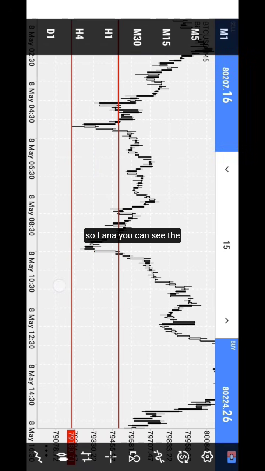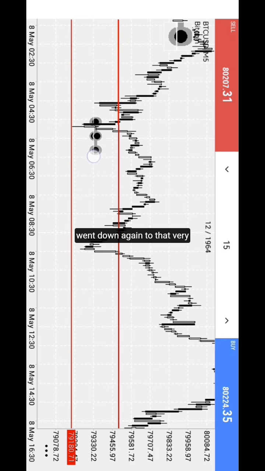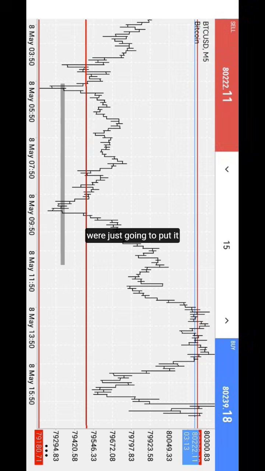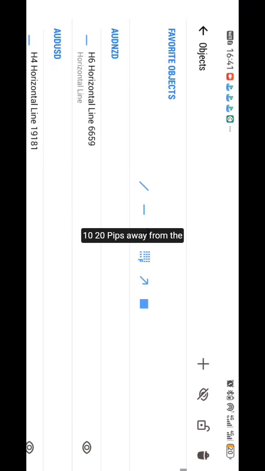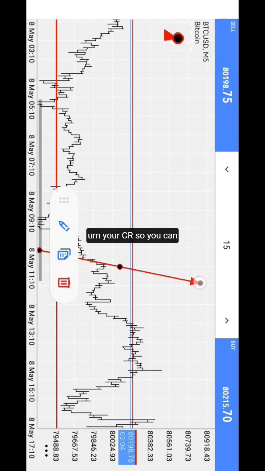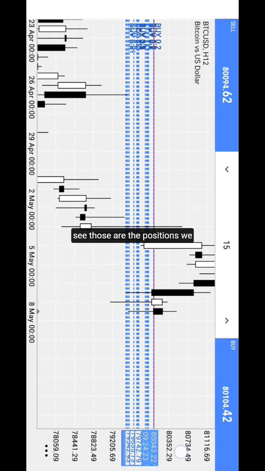So Lana, you can see the market pushed up a bit, then went down again to that very same level. So you could have executed your buys from that area. Then your stop loss, obviously, you were just going to put it 10-20 pips away from the key level. That's how I always do it. Then you would target your CRTH. So you can see those are the positions we took.